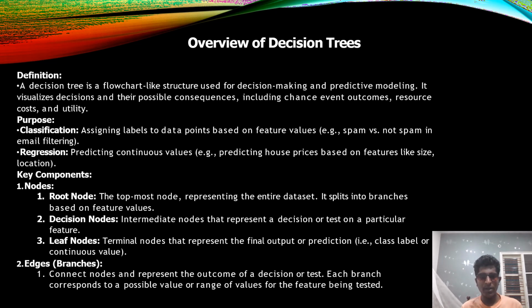Key components. First node, root node, the topmost node representing the entire data set. It splits into branches based on feature values. Second one, decision nodes, intermediate nodes that represent a decision or a test on a particular feature. Leaf nodes, terminal nodes that represent the final output or prediction. Edges or branches connect nodes and represent the outcome of a decision or test. Each branch corresponds to a possible value or a range of values for the feature being tested.